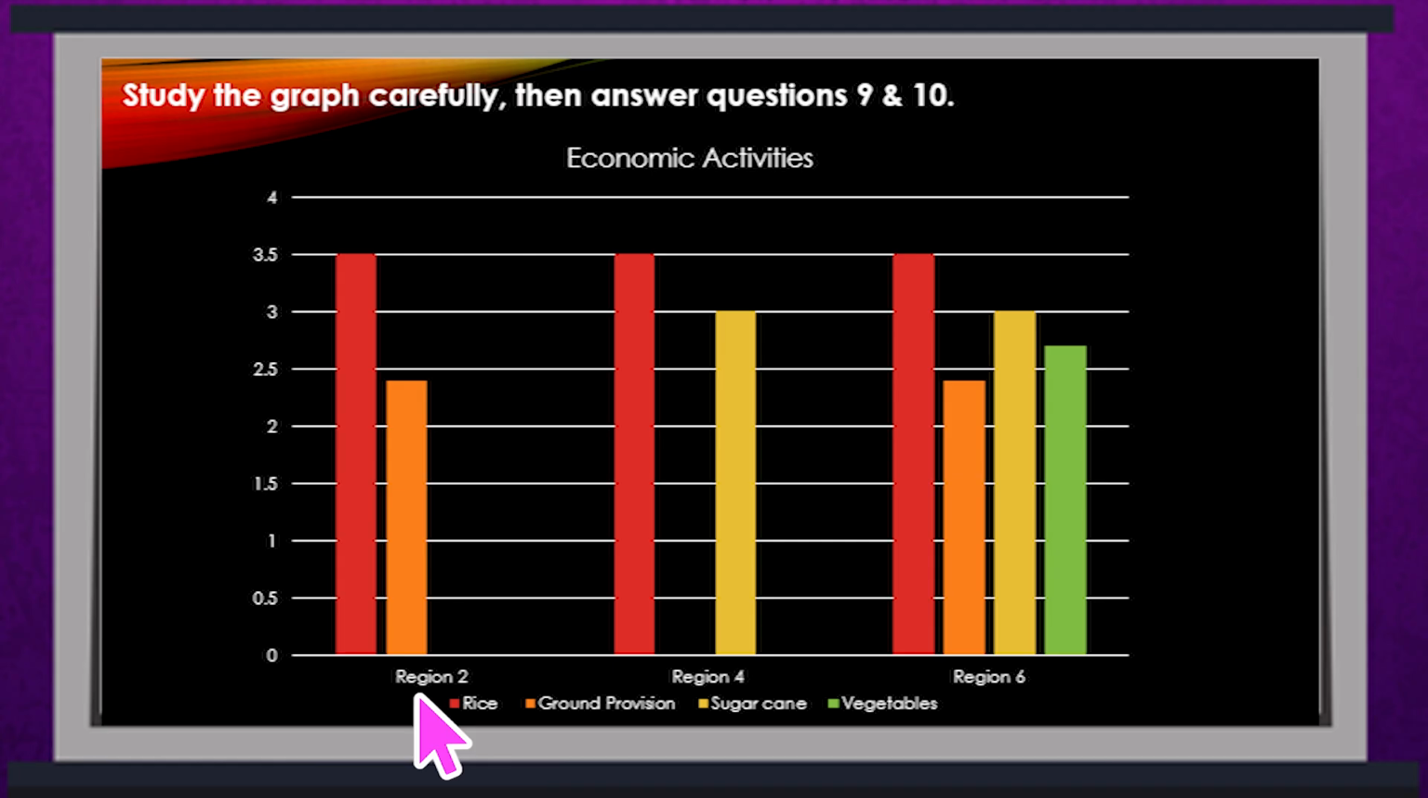So that forms a part of the economic activities, meaning that when it is produced, it is sold. In Region 4, rice and sugar cane are grown there. And in Region 6, rice, ground provision, sugar cane, and vegetables are grown there. So boys and girls, you will use this information on the graph to answer questions 9 and 10.